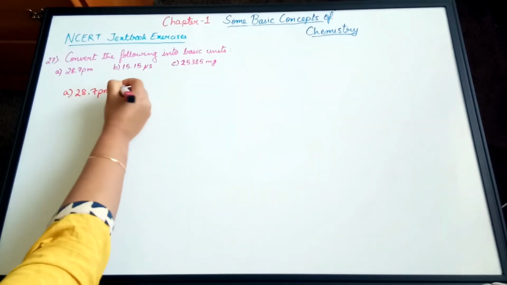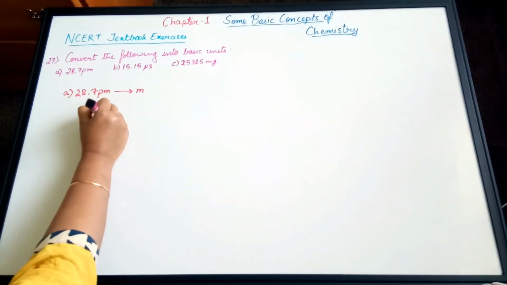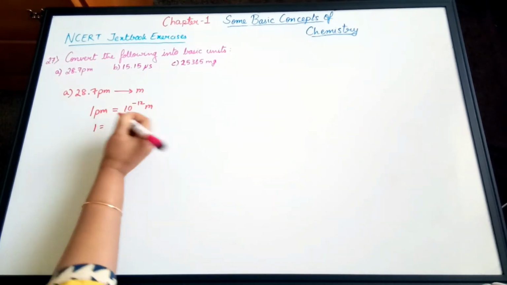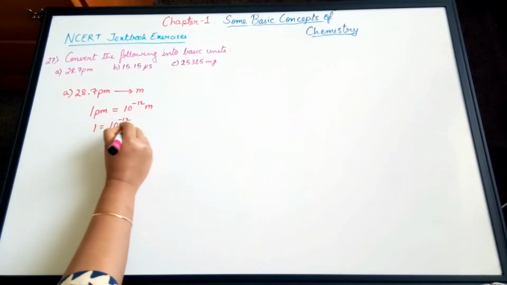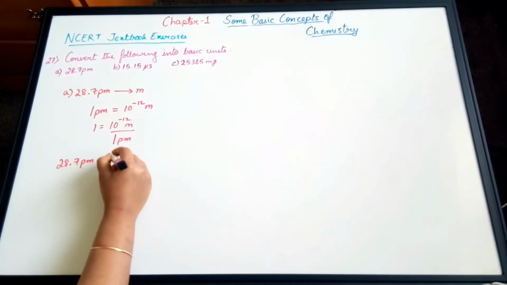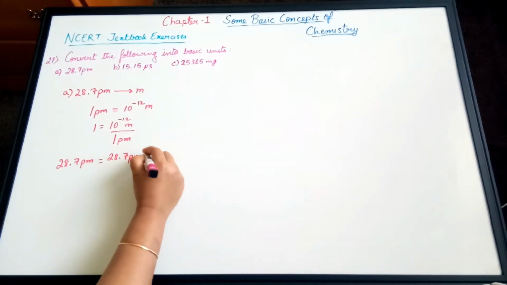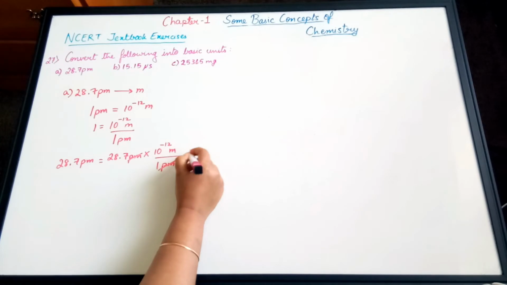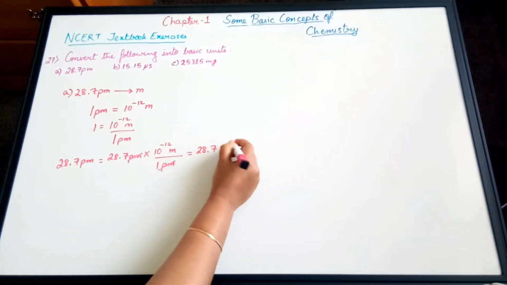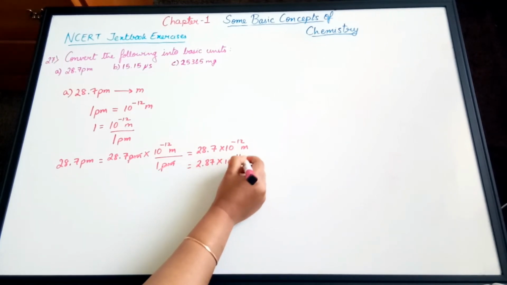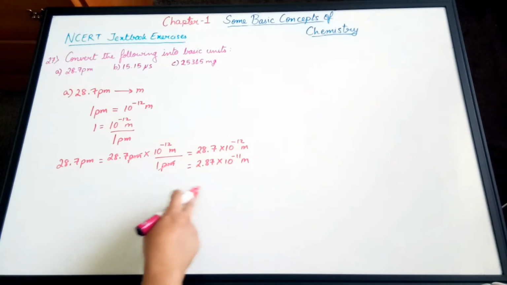First, 28.7 picometer has to be converted to meter. So 1 picometer equals 10 to the power minus 12 meters. So our unit conversion factor is 10 to the power minus 12 meters divided by 1 picometer, because we need the answer in meters. So 28.7 picometer equals 28.7 picometer into 10 to the power minus 12 meters divided by 1 picometer. The picometers get cancelled. So 28.7 into 10 to the power minus 12 meters. This can also be written as 2.87 into 10 to the power minus 11 meters, because we are shifting the decimal to the left. In scientific notation, we need to have only one number before the decimal point.